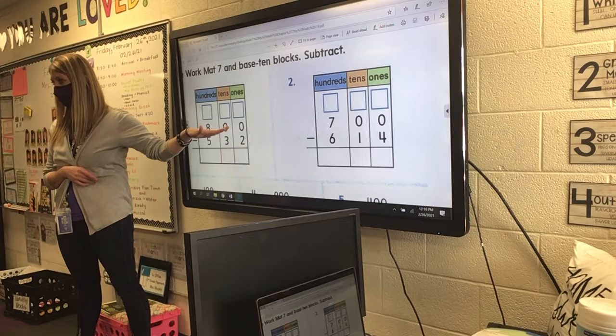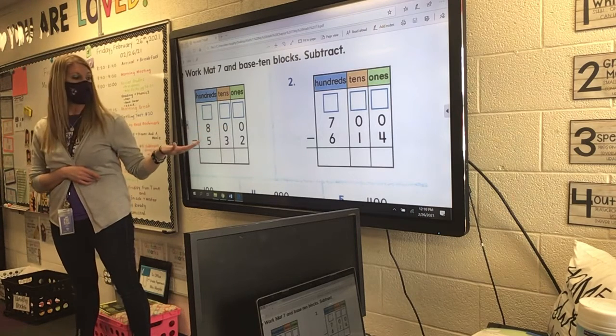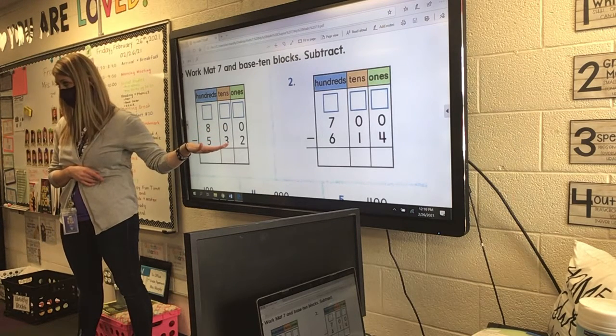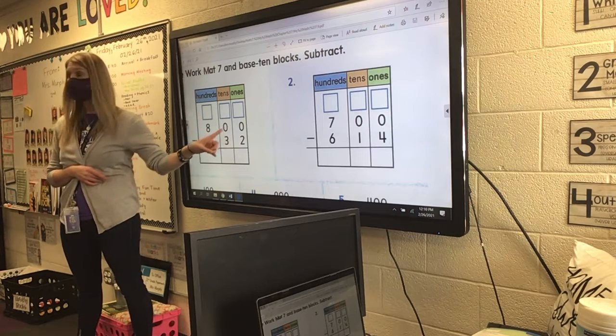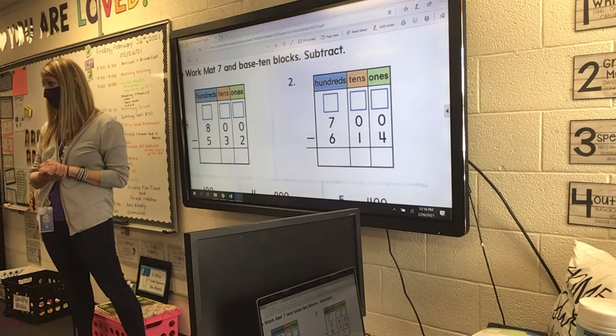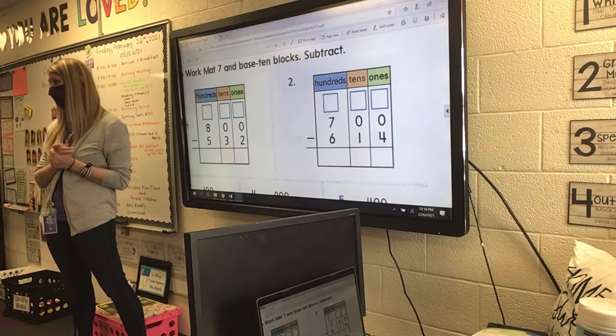800, and I'm going to take away 532. Now I notice that there's zeros up here, which means I have no tens, no ones.